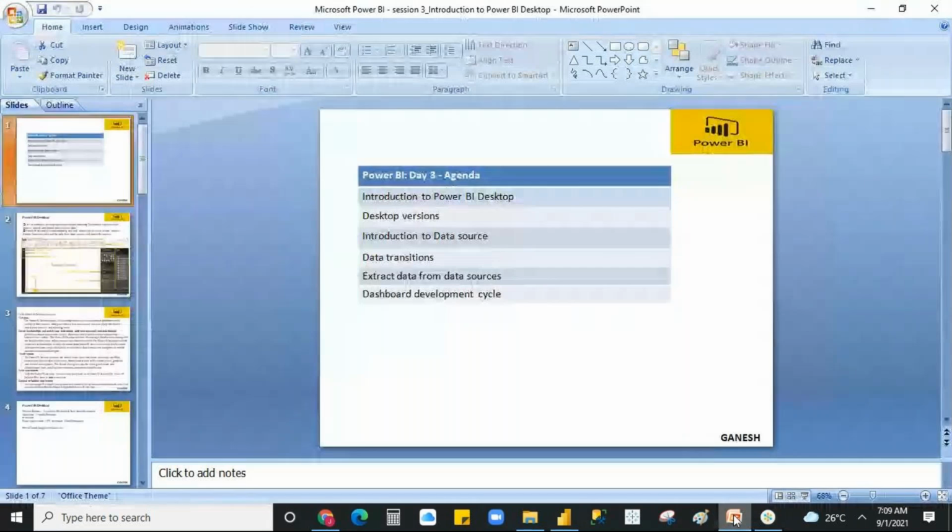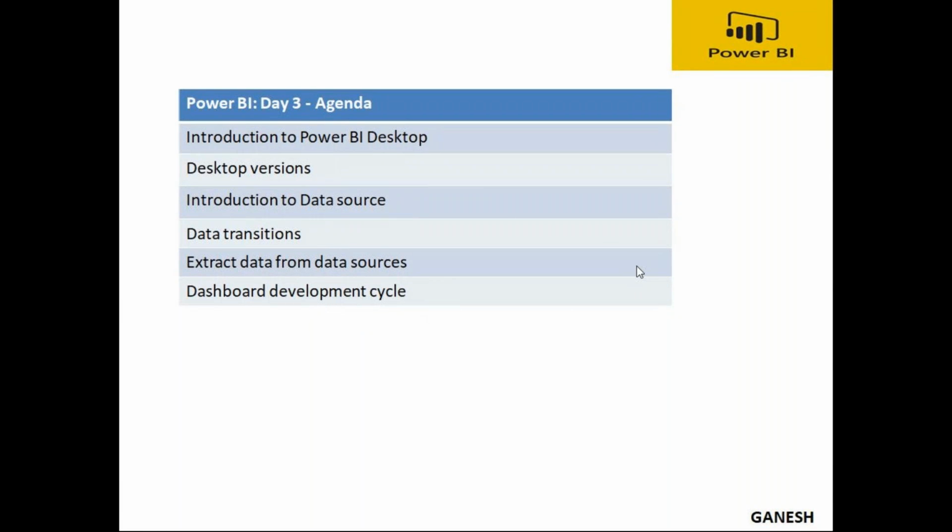All right. So in today's session, in continuation to yesterday, we discussed the various aspects of Power BI, like the data source layers and visualization layers, how it all appears. Now in today's session, we are going to discuss the Power BI desktop: what versions are available, an introduction to data sources, what data transitions are, extracting data from various data sources, and what the dashboard development cycle is. That's what we are going to discuss in today's session.